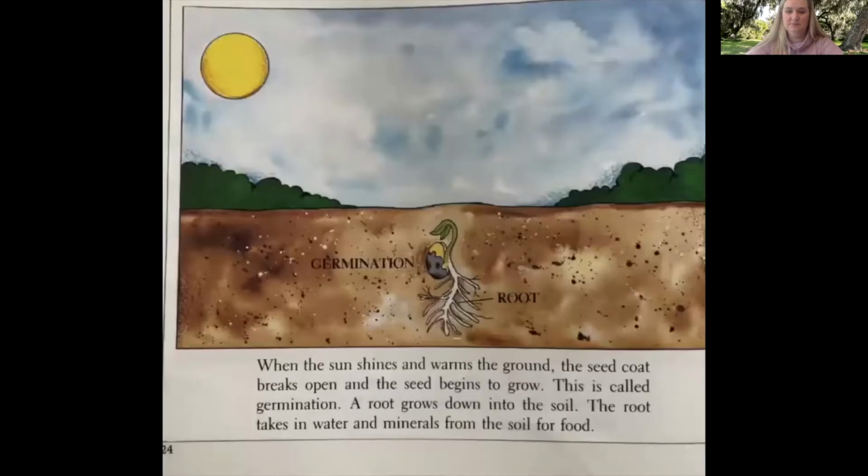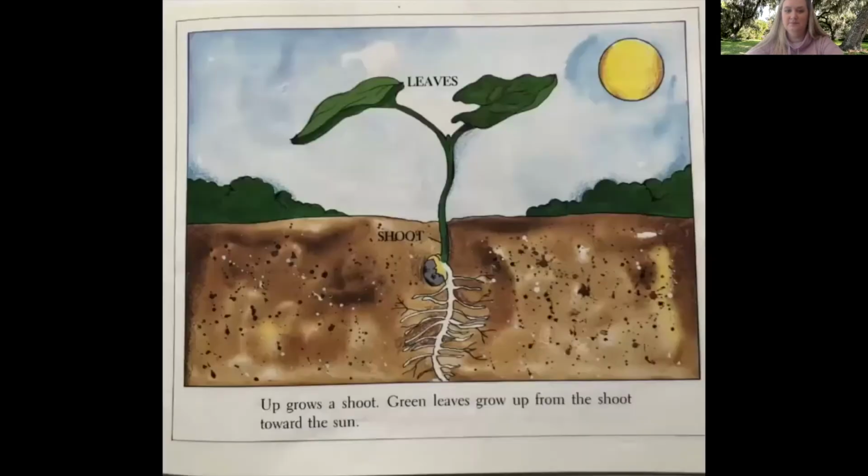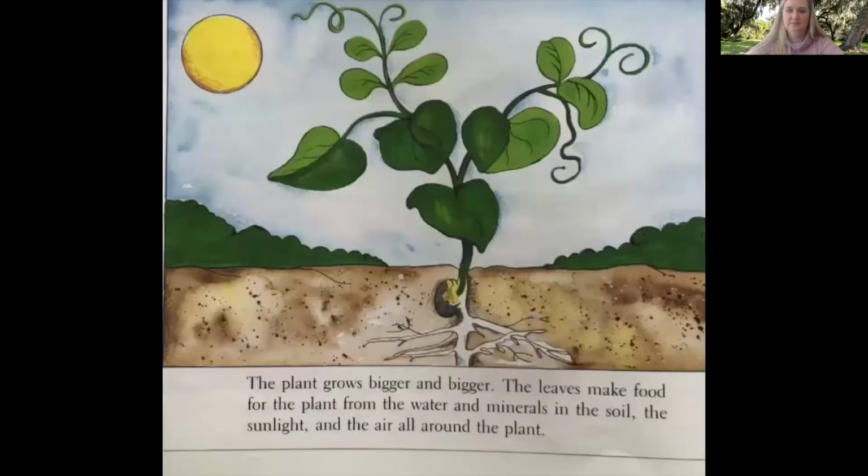This is called germination. A root grows down into the soil. The root takes in water and minerals from the soil for food. Up grows a shoot. Green leaves grow up from the shoot towards the sun. The plant grows bigger and bigger. The leaves make food for the plant from the water and minerals in the soil, the sunlight, and the air all around the plant.